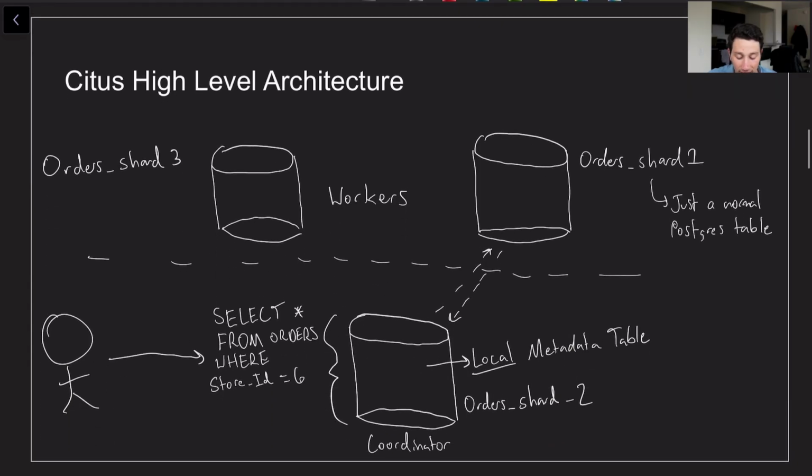Let's look at the high-level architecture of how Citus works. Like I mentioned, it's just a plugin to a normal Postgres node. So this would be a singly deployed Postgres database, same with this one, same with this one.